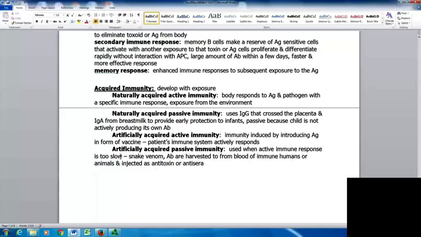With artificially acquired active immunity, the immunity is induced by introducing an antigen in the form of a vaccine. Here, the patient's own immune system will actively respond. With artificially acquired passive immunity, this is used when the active immune response is too slow, something like snake venom, where you're going to need to have an immune response happen very quickly, faster than the body will do naturally against the toxin. So antibodies are harvested from the blood of immune humans or animals, and then it gets injected as an antitoxin or an antisera into the person who needs it.